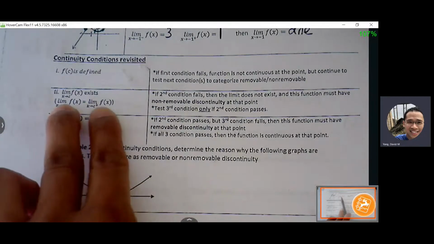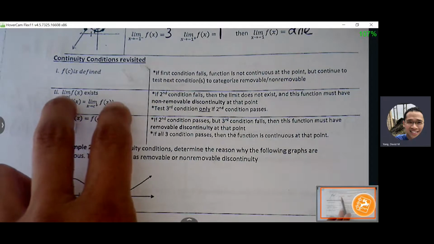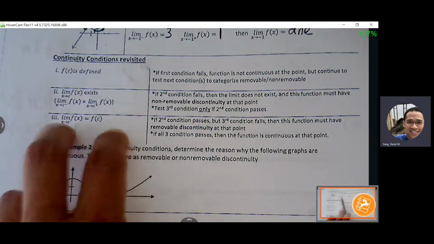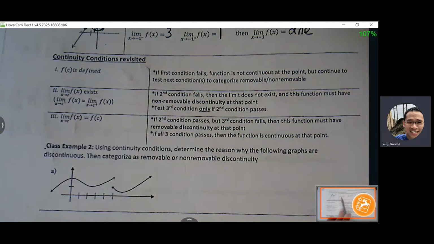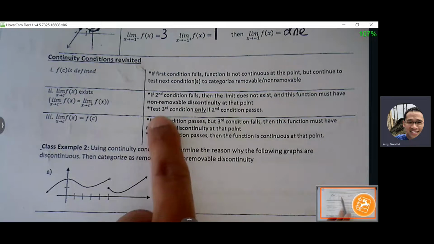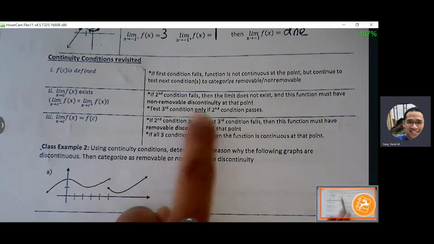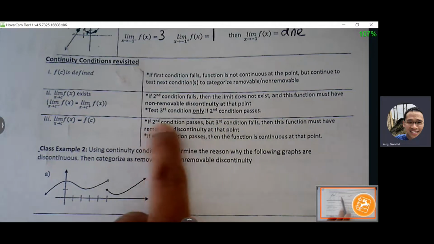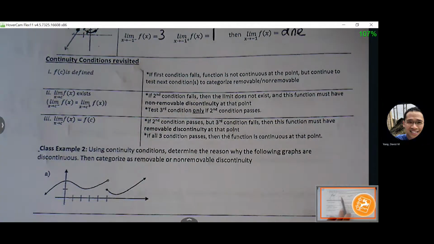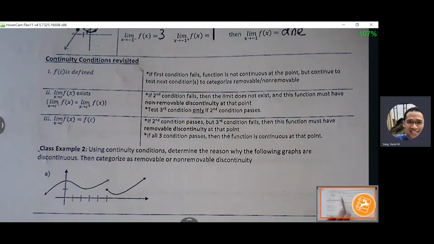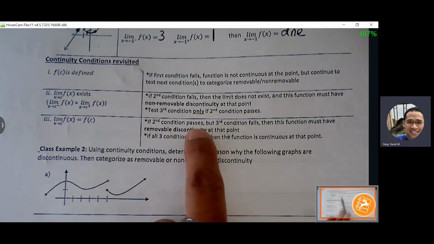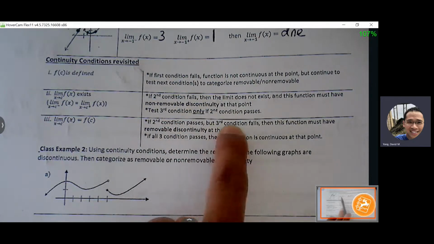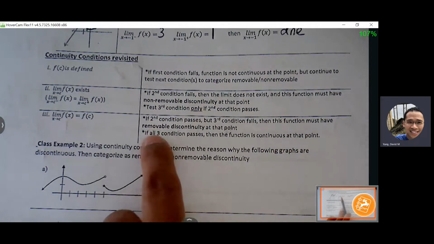Now, let's say the second condition passes. That means the limit exists. So we're still going to keep going because we don't know whether the function will be continuous or whether there'll be a hole. So we continue to the third condition. We only test the third condition if the second condition passes. If the third condition passes, then great, that means all three conditions pass, and we know our function is continuous. But if our second condition passes but the third condition fails, we know that the function is not continuous and the category is a removable discontinuity.